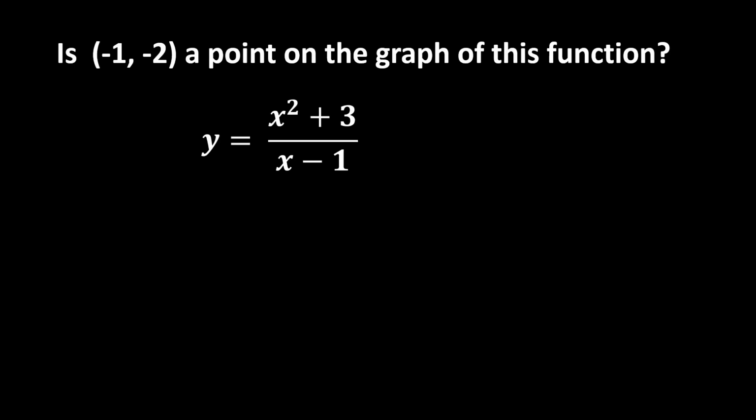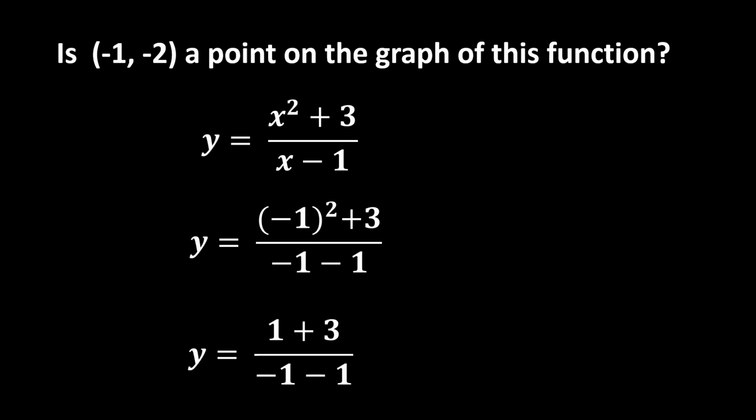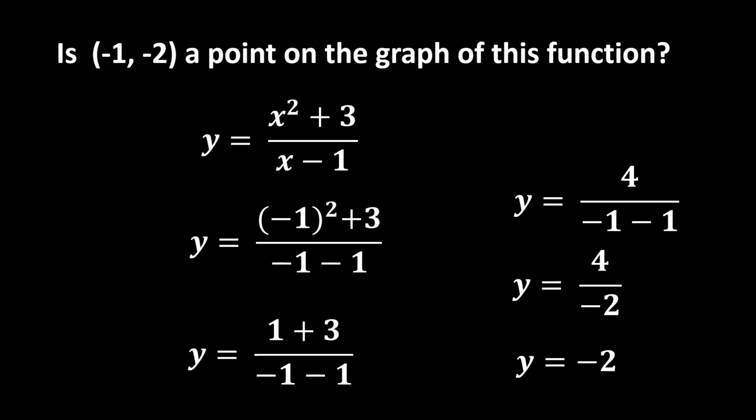We are now going to check whether or not the point negative 1, negative 2 is on the graph of this function. We can do that by substituting x with negative 1 and see if the value of the function is really negative 2. I'm now going to substitute negative 1 into x. I'm going to simplify the numerator as 1 plus 3 and the denominator as negative 1 minus 1. This gives us 4 in the numerator and negative 2 in the denominator. And as you can see, the value of y is really negative 2. This proves that negative 1, negative 2 is really a point on the graph of the function.